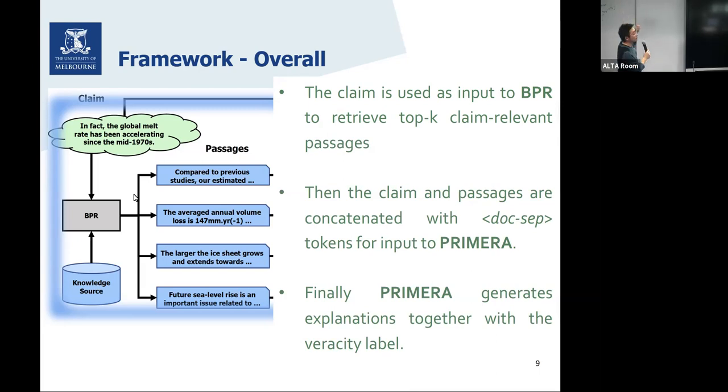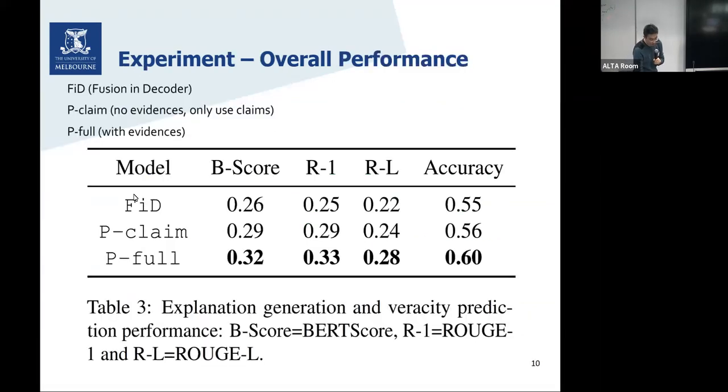We're using BPR, which is an advanced version of DPR. The second step is that the claims and passages are concatenated with the doc sub tokens as input to PRIMERA. PRIMERA is state of the art, which is probably not true now, but by the time we did the experiment, it was the state of the art multi-document summarization model. And in the third step, PRIMERA generates explanations together with the veracity label.